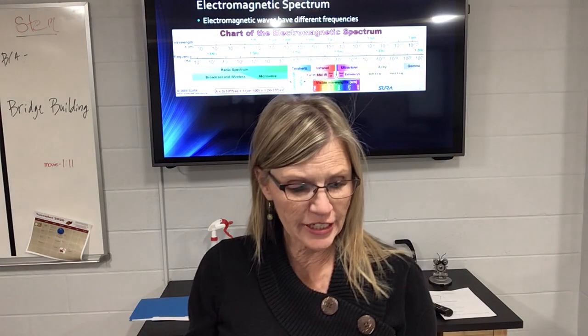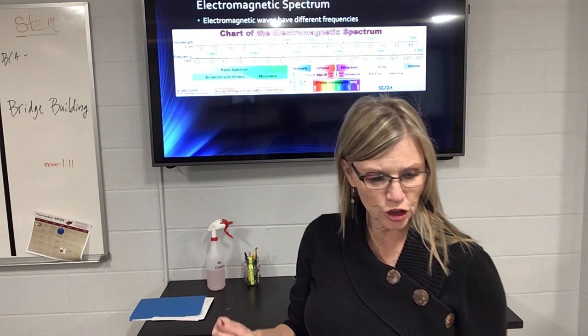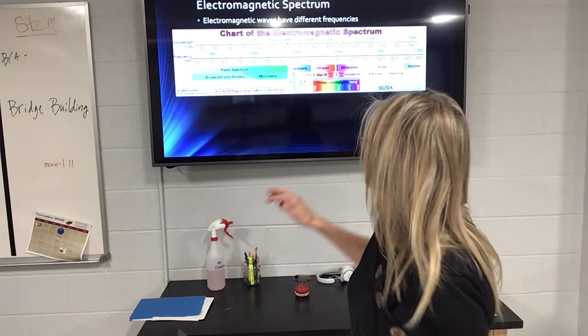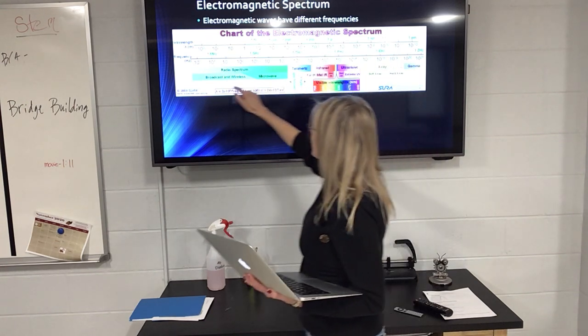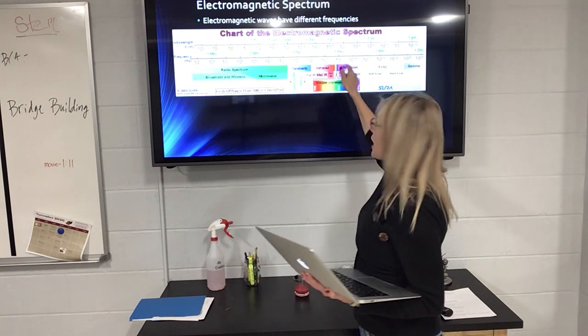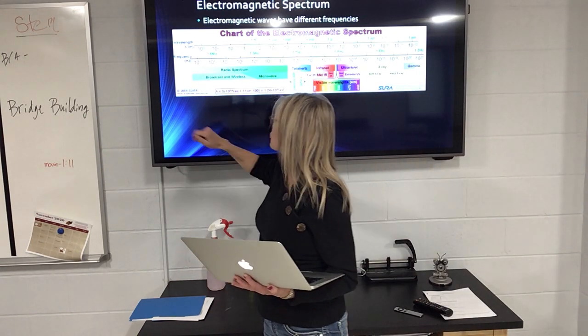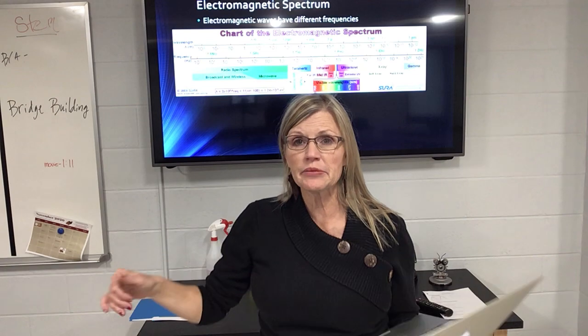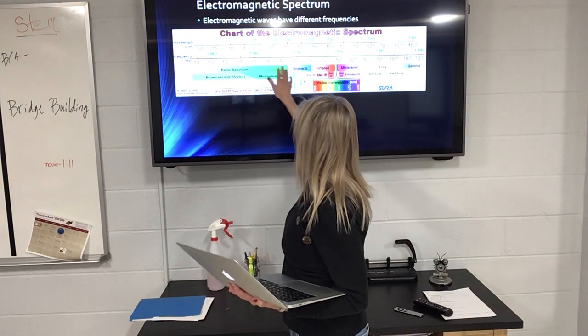Okay, so electromagnetic waves have different frequencies. Now, here is a chart, and you're going to get familiar with this chart. The chart I'm going to be giving you is a little simpler than this, but here are the wavelengths listed across the top, and here are the frequencies. Now remember, we did scientific notation already, so these little superscripts are going to tell us how many more zeros to add to that. So these are really high numbers.